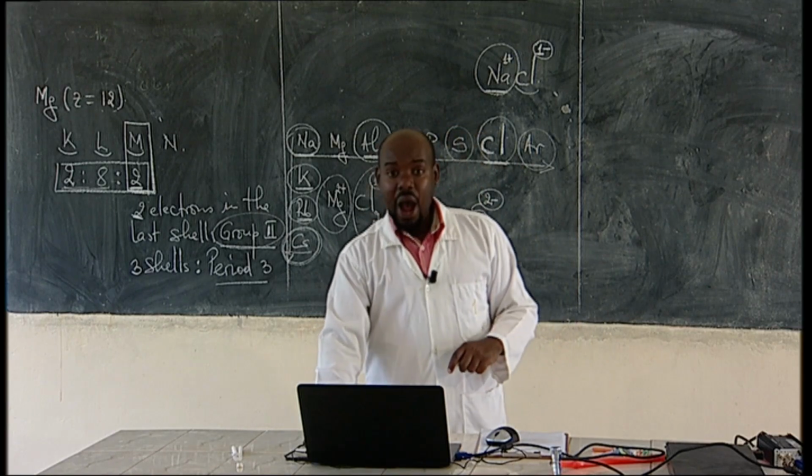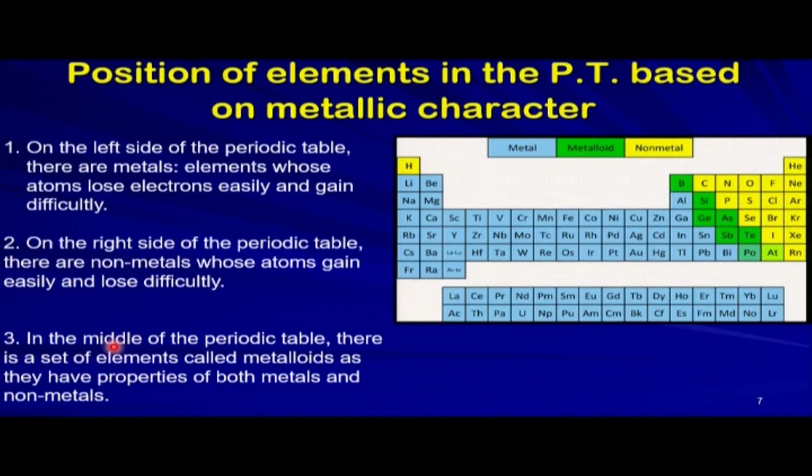Now, from this, how can we relate that to the position of the elements in the periodic table? Here we have position of elements in the periodic table based on metallic character. Here we have the left side. You can see in the blue color, all these are metals. So on the left side of the periodic table, we have metals. On the right side, in the yellow color, we have non-metals, those which lose electrons very difficultly.